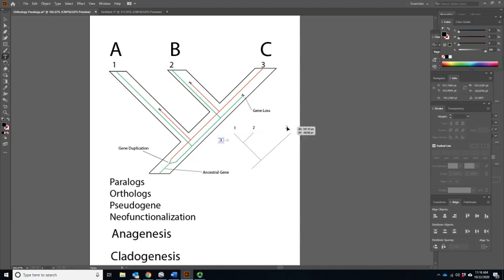So genes 1 and 2 share a more recent common ancestor than genes 3. So notice in this case our gene history, because we have a mix of paralogs and orthologs, doesn't match our species history. So that's just one example.